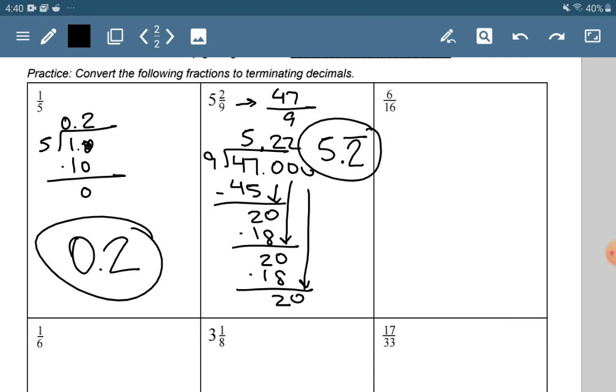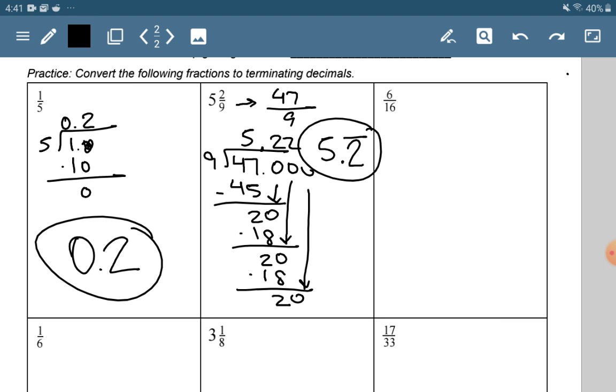If you notice that whole number and that decimal, the 5 is a whole number in both. In future problems, if you want to go ahead and write your whole number in the decimal and just worry about dividing your numerator and denominator, you can do that. Or you can continue to make it improper like I did in this problem.